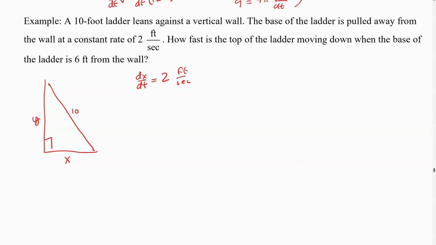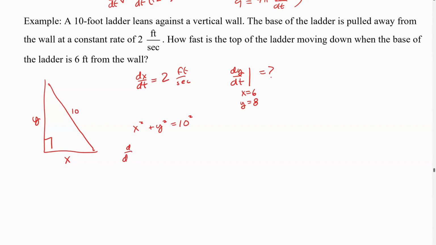Well, that means the height of the ladder is changing as the base gets moved out. We want to know what dy/dt is when x is 6. Oh, by the way, if x is 6, the 3, 4, 5 triangle means that y must be 8. That's what's being asked. What's the equation that ties our variables together again? x squared plus y squared is equal to 10 squared.